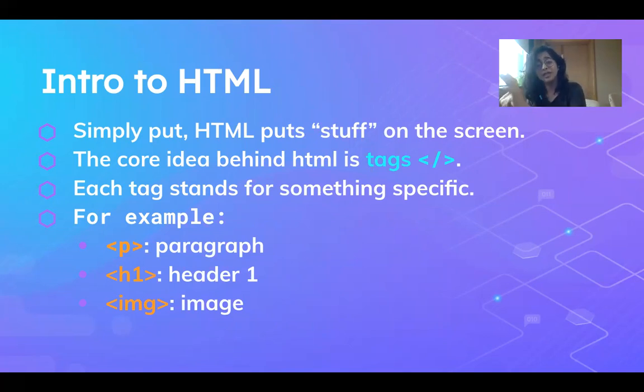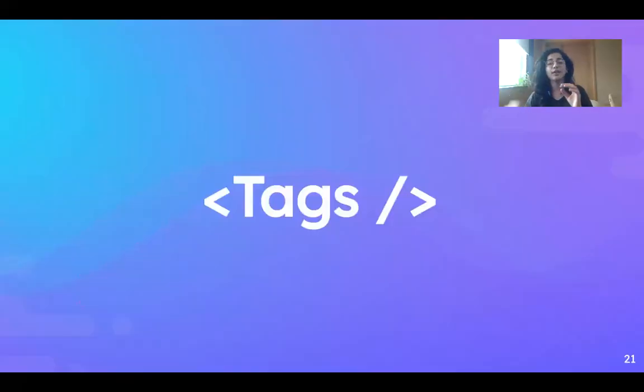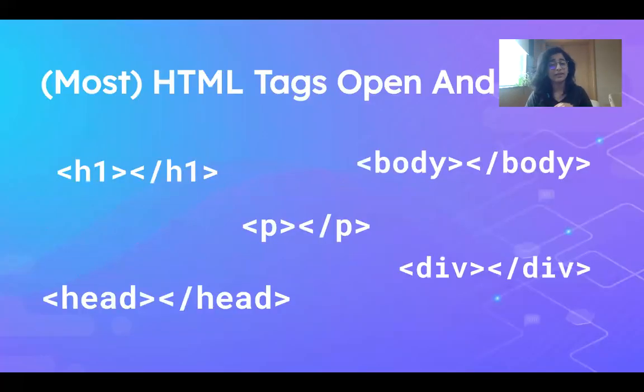You give it an IMG tag. How do you tell the browser this here's a paragraph? You give it a P tag, and so on and so forth. All right, let's talk more in depth about tags.